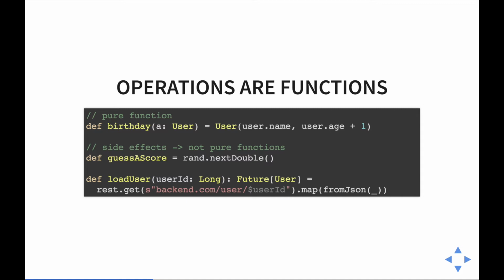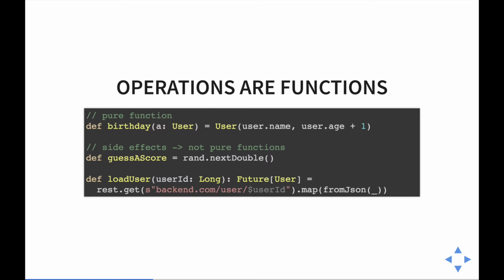On the other side, you have impure functions or methods which have side effects. One example would be if you use some random generator. I can call this guess score function 20 times and get 20 different results.